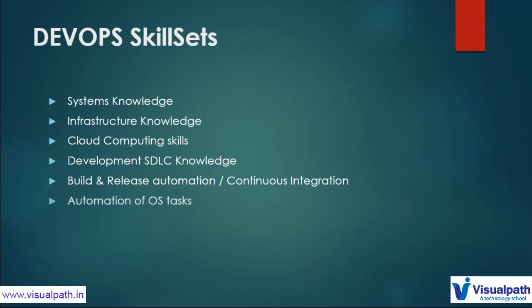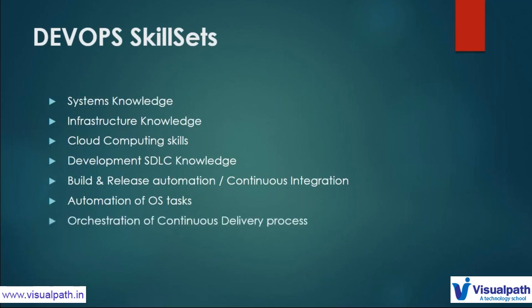Okay, automation of OS tasks. So many OS level changes will be happening. Installing packages, changing files, content, restarting services, bouncing systems. So many steps that happen at the system level. So you need to be very good in automating system tasks, operating system tasks.